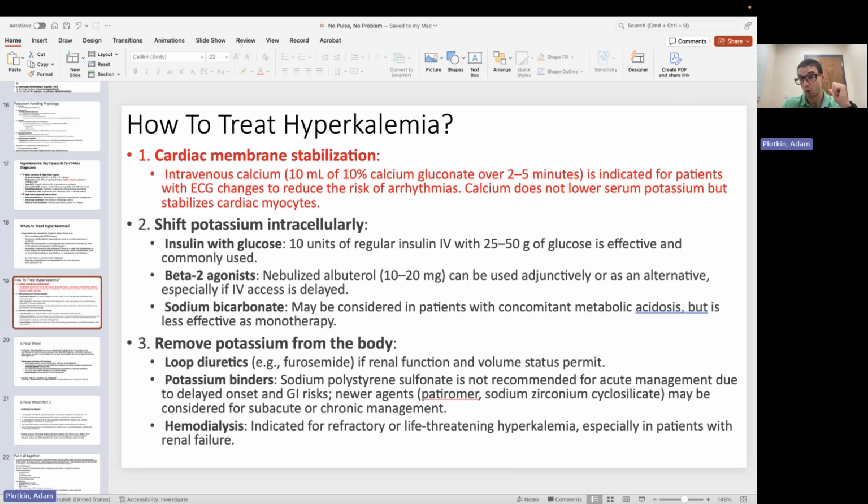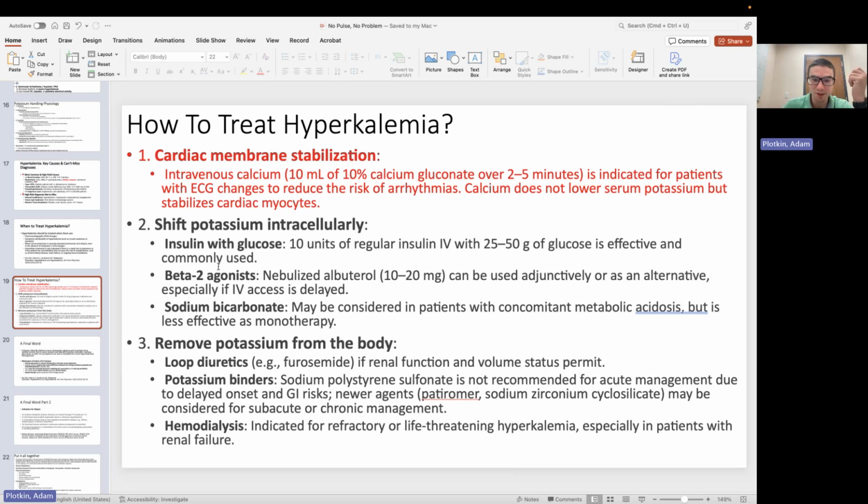So insulin is going to work really fast, right? And remember, it upregulates the sodium potassium ATPase, so we'll pump potassium into the cells. Okay. We also give glucose because if we just give them straight up insulin, they could become hypoglycemic, right? But the insulin is going to work pretty dang quick.